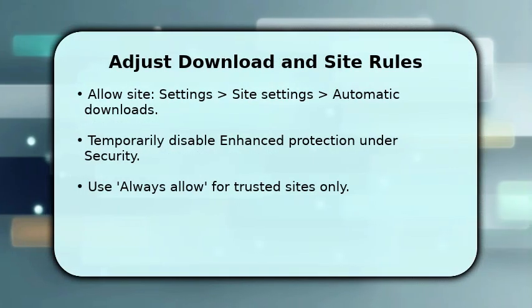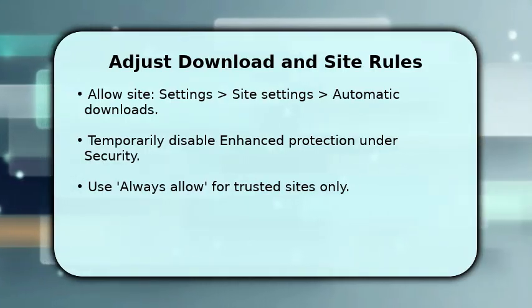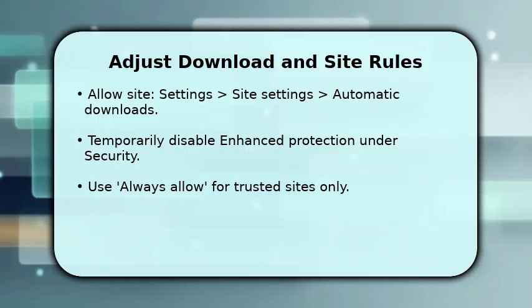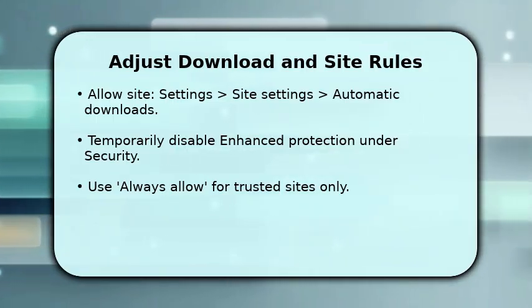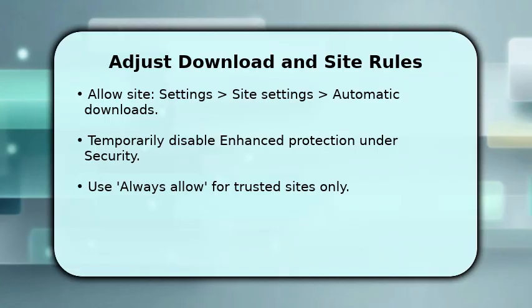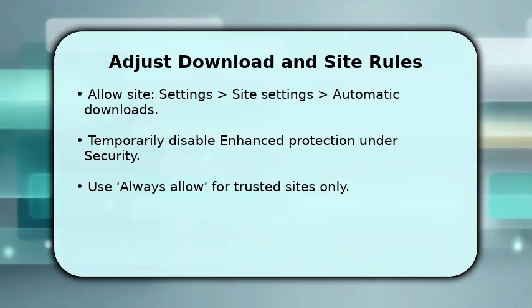Once done with the security panel, move to Site Settings to control per-site download permissions, because Chrome may block files from specific origins. Grant automatic downloads or click the padlock next to the address bar and choose Allow for the site you trust. If Chrome still blocks files, temporarily turn off Enhanced Protection in Security and replace it with Standard or No Protection. Understand this raises risk.